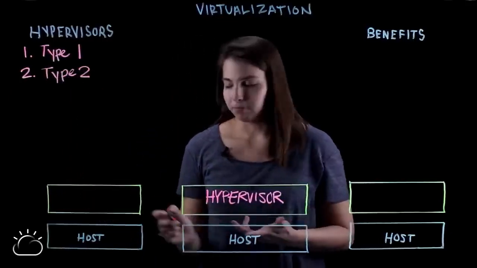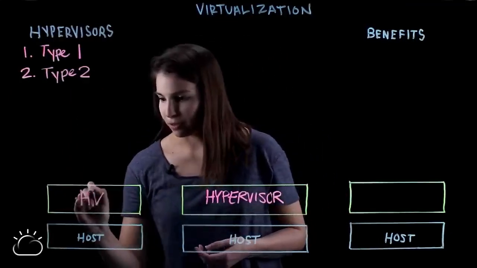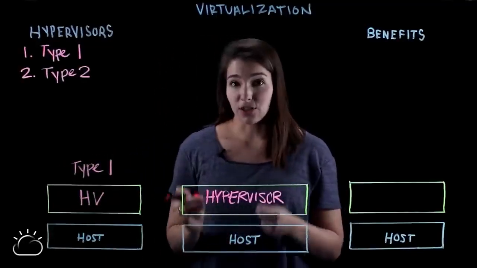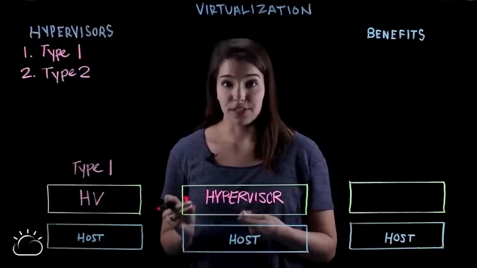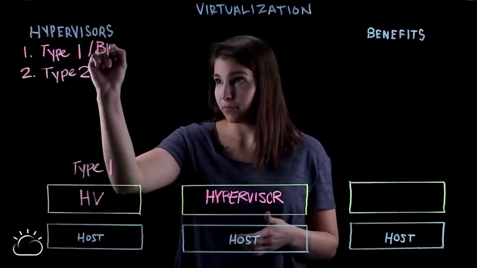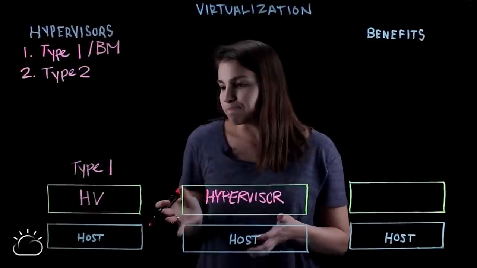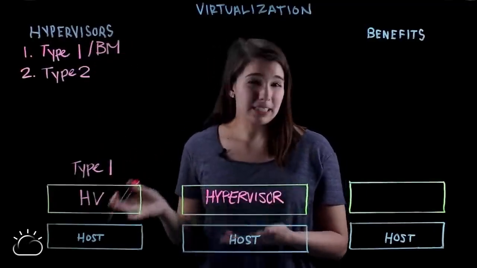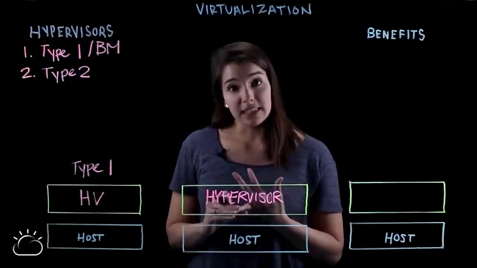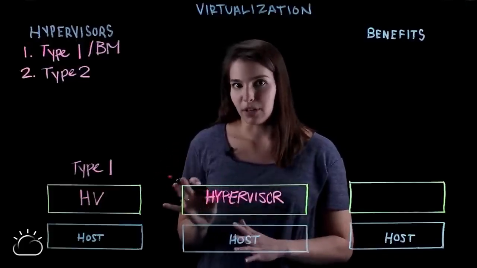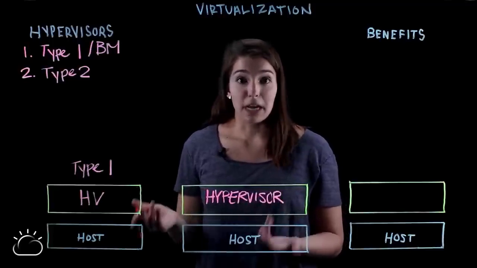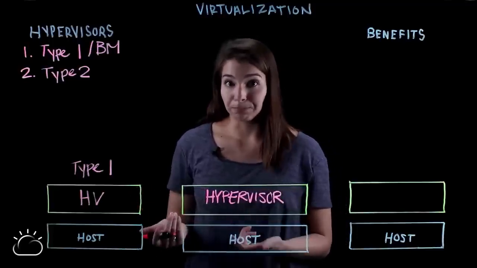So let's start with type 1. A type 1 hypervisor is a hypervisor that is installed directly on top of the physical server. They're also called bare metal hypervisors, so we'll write that up here, just so you can remember. These are the most frequently used hypervisors, and they're the most secure, they lower the latency, and these are the ones that you'll see in the market the most. Some examples would be VMware ESXi, or Microsoft Hyper-V, or even open source KVM.